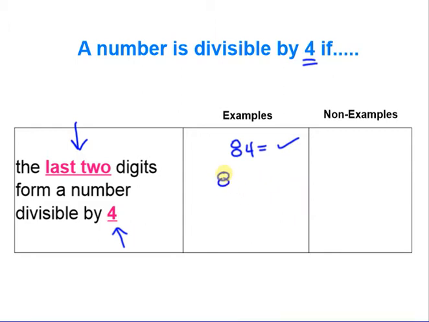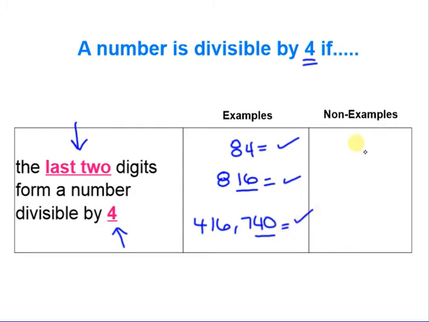So we can do 816. In this case, you would look at the 16, and we know that 4 goes into 16 evenly. We could take a look at a number in the 100,000s. So we can do 416,740. But we would just be looking at those last 2 digits. And we know that 4 goes into 40 quite evenly as well.